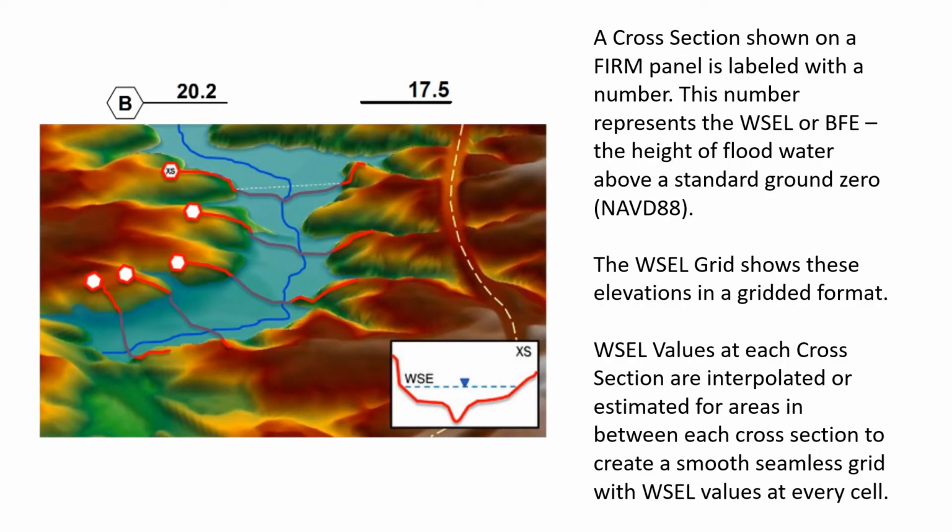A cross-section shown on a FIRM panel is labeled with a number. This number represents the WSEL or BFE, the height of floodwater above a standard ground zero, or NAVD 88. The WSEL grid shows these elevations in a gridded format. WSEL values at each cross-section are interpolated or estimated for areas in between each cross-section to create a smooth, seamless grid with WSEL values at every cell.